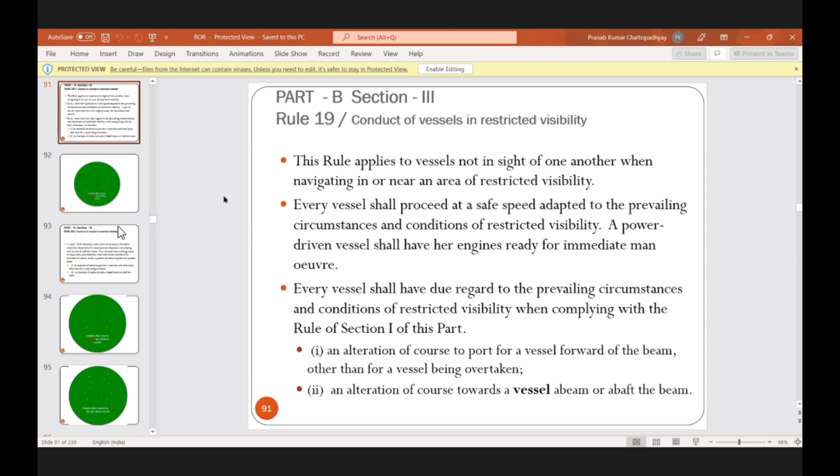So it has a link with section 1, because section 1 is conduct of vessels in any condition of visibility. Do not mix up, do not get confused. Be very clear in your mind. Okay.